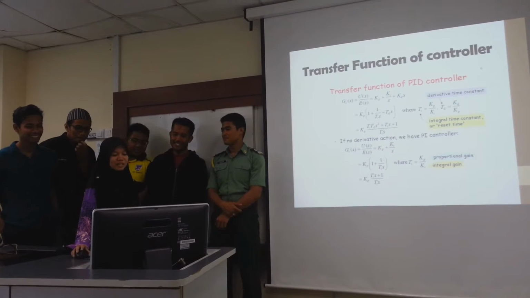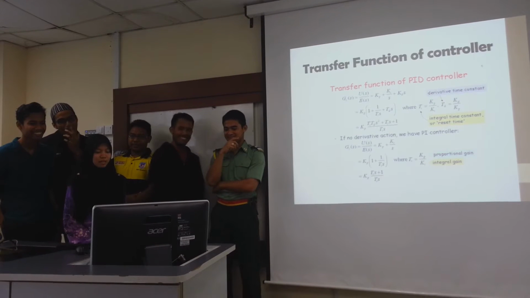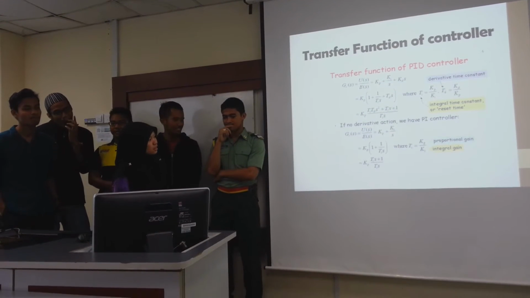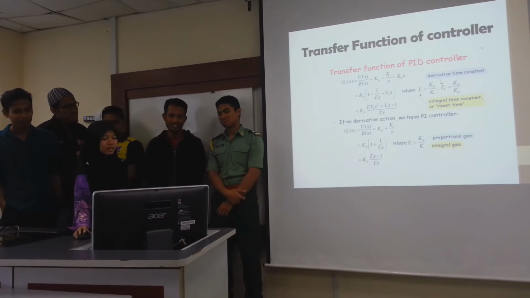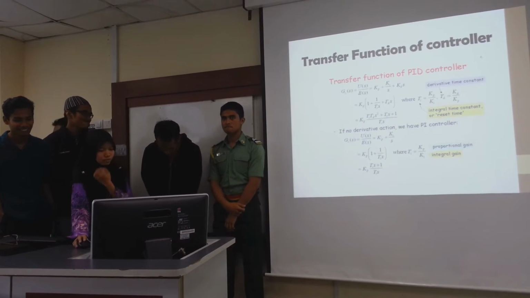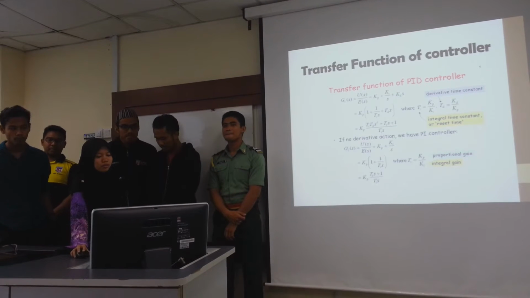Okay, after that, the transfer function of the controller is what we can see from here. There is the derivative time constant, and also if there is no derivative action, we only have a PI controller.